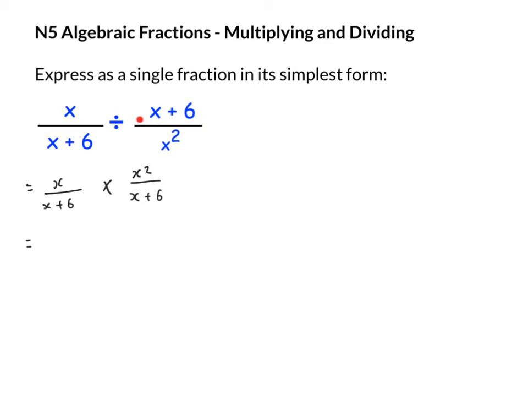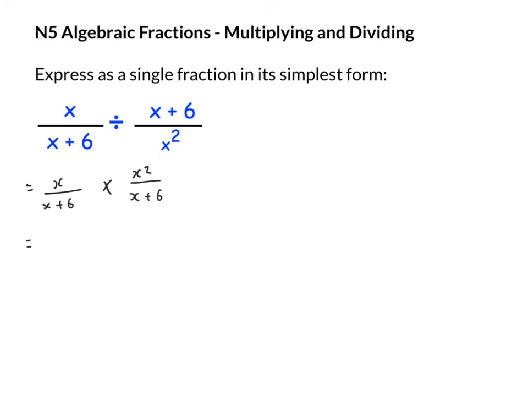You might be tempted to cancel out the x plus 6 and the x plus 6 in these two fractions. However, when we change it to a multiplication, we can see the x plus 6's are actually both on the denominator. The x's here and the x squared, they're not going to cancel out because when I rewrite it as a multiplication, I can see they're both on the top. So never do any cancelling when you've got a division. Change it into this multiplication first.